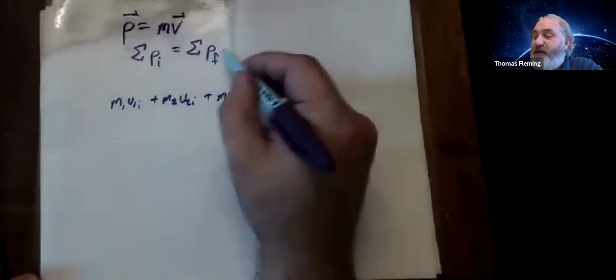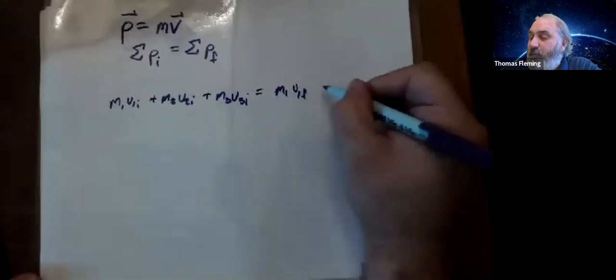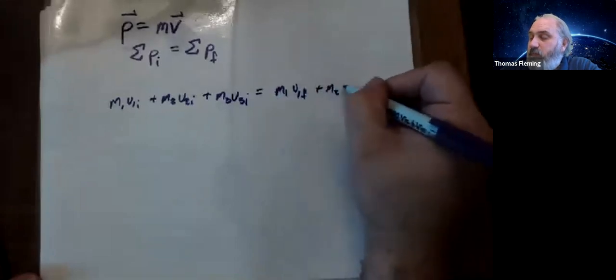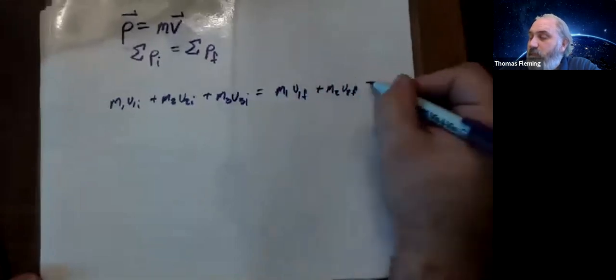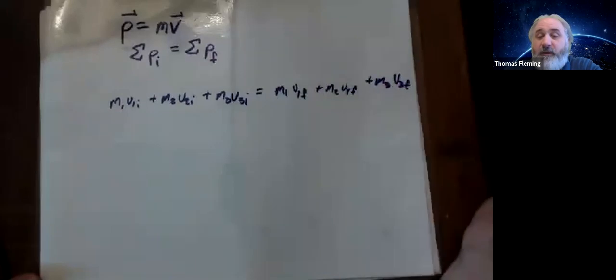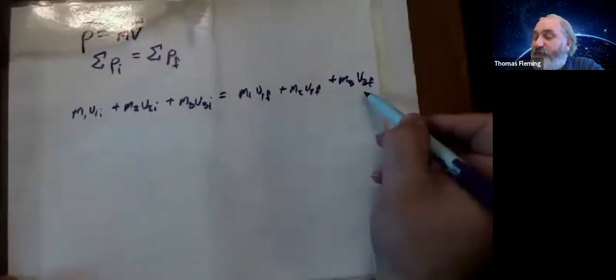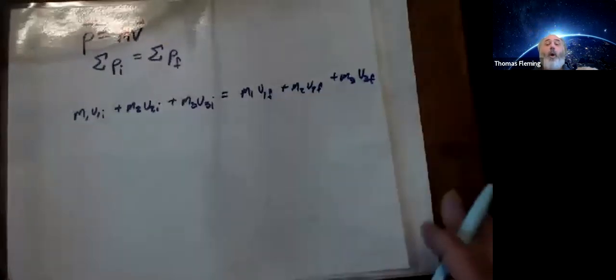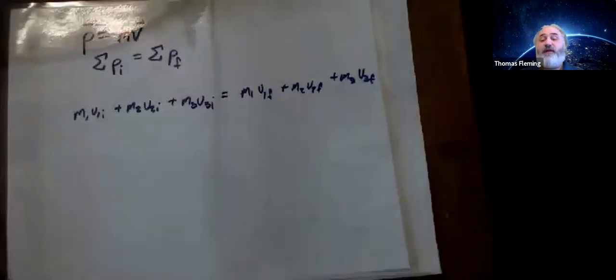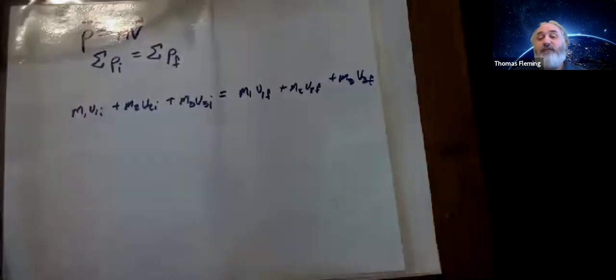And then at the end, they all might have different velocities. But if I add up all the momentums of the objects before and all the momentums of the objects after, they better be the same. And hopefully in the problem, you were given enough information to plug in for the things you do know and only have one thing missing. That's the trick.